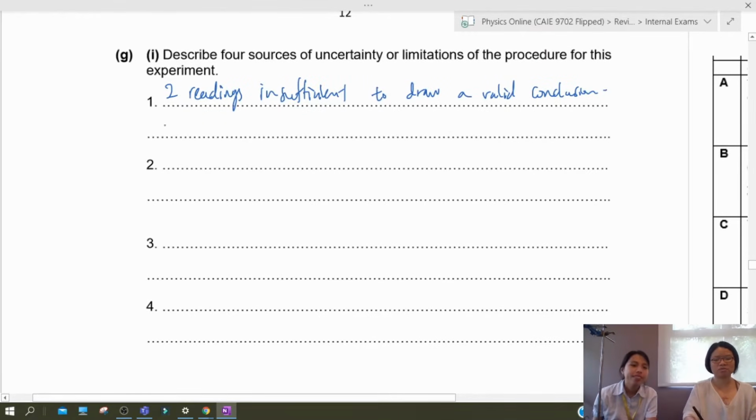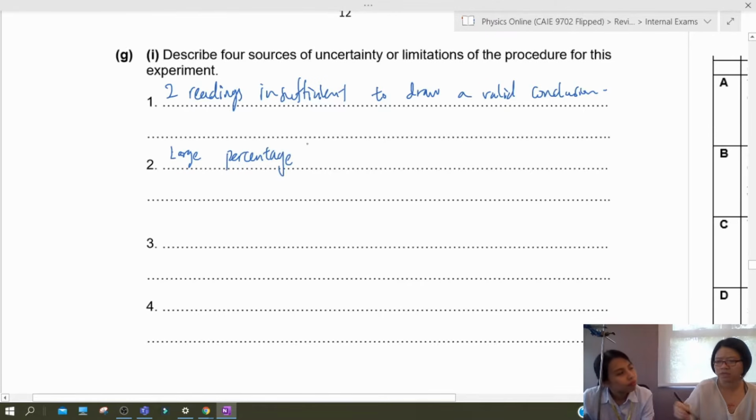Okay, so what else did we do? We measured D, right? They got large percentage uncertainty. D is the diameter of the spring. Okay? So we can say that there's a large, 13% is quite big, especially if you're measuring a static object. Large percentage uncertainty. Must say why. Can I just say large percentage uncertainty?